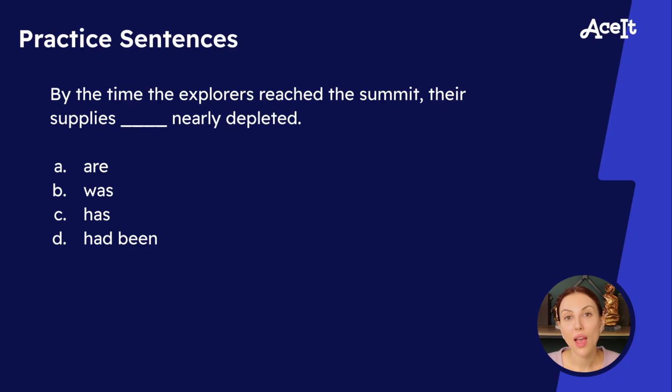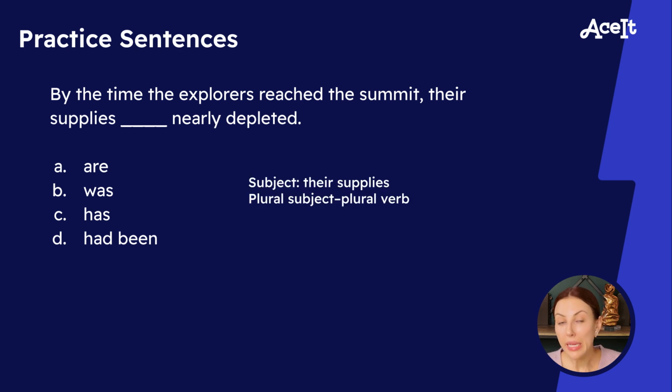Now that we're done reviewing all of that, let's do some practice sentences, which were all generated by ACEIT's AI. By the time the explorers reached the summit, their supplies blank nearly depleted. First question, what's your subject? Their supplies. Second question, is it singular or plural? Plural. So if we look at our answer choices, we can immediately get rid of any verb that is in the singular. So that means B and C are out. That leaves us with A, are, or D, had been.